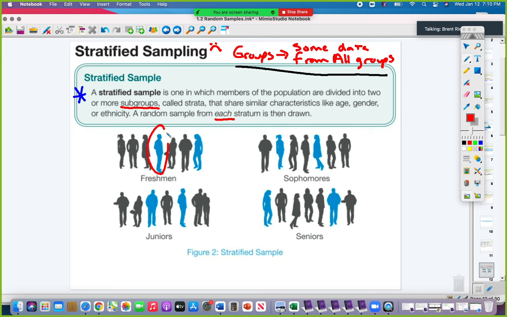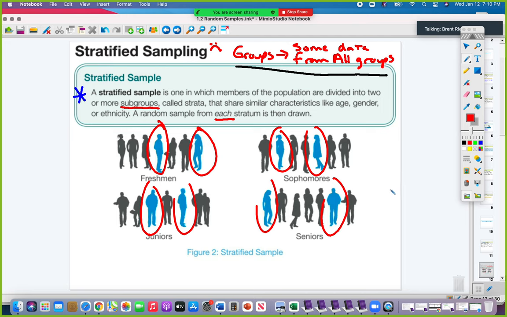We're going to take this person's data from the freshmen, these two people's from the sophomores, these two from the juniors, these two from the seniors. We're leaving a lot of data unused. We're not using all of it.